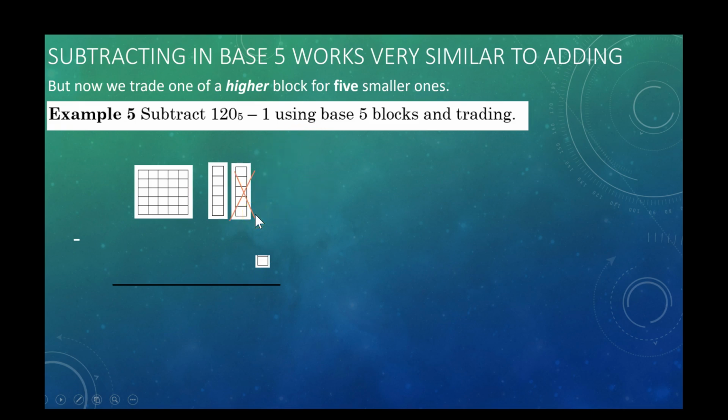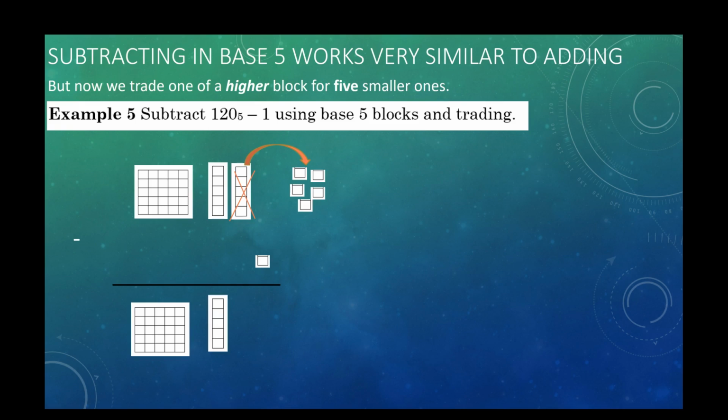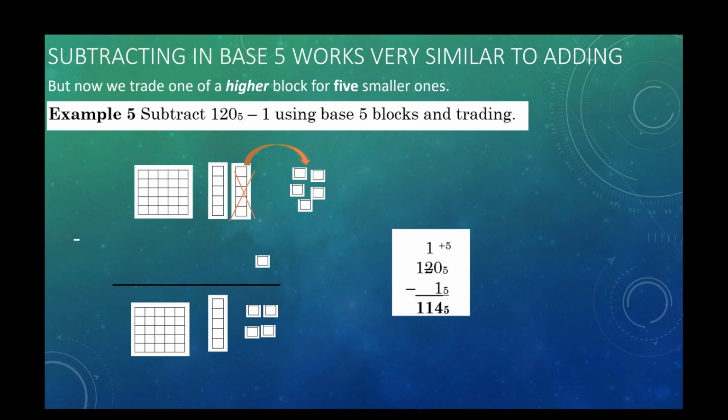So we want to take one of these rods and trade it for what? What can you break up a rod into? You break up a rod into 1, 2, 3, 4, 5 little units, right? And so now we have 1 flat, 1 rod, because one of them got traded, and these 5 minus 1 is 4 units. So that looks like this.